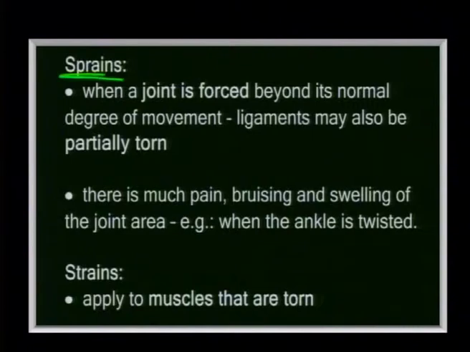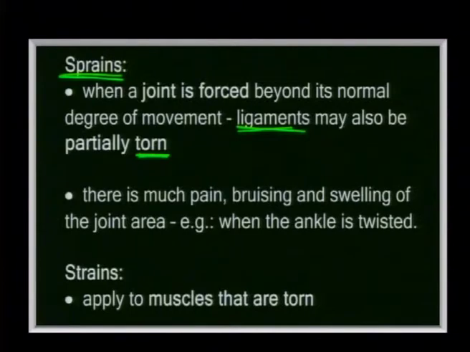What's the difference in a sprain and a strain? Now with a sprain, the joint is forced beyond its normal degree of movement. In other words, the ligaments may be partially torn. Remember, your ligaments hold the bone to the bone. So if that ligament is partially torn, you now have what we call a sprain. There's a lot of pain, it's very sore. There's bruising, there's swelling. Why? Because you need to rest that joint so that the ligament can grow and heal properly. It's like, for example, when you twist an ankle.